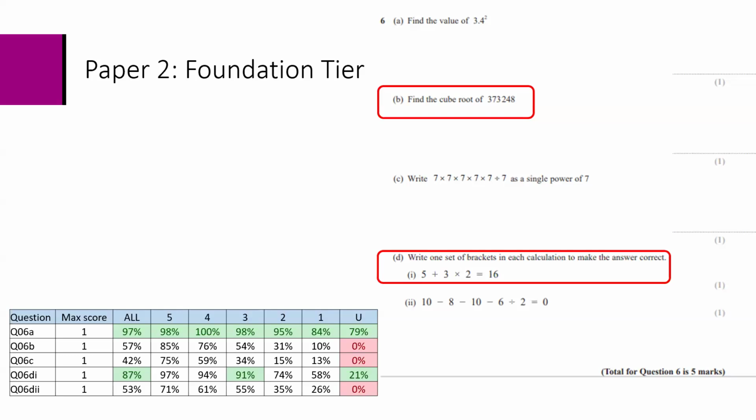Do your students know how to find a cube root on their calculator? Do they have a calculator that can find a cube root? Worthwhile checking, and again, just engaging with that first part of the paper.